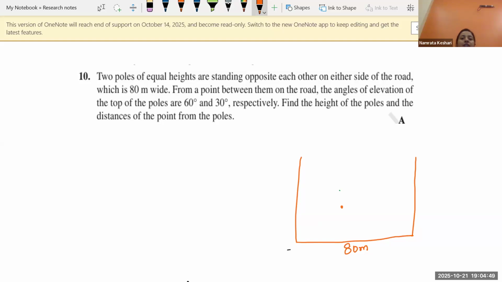From a point between them on the road. Okay, so anywhere in between, not exactly the middle, anywhere. The angle of elevation of the top of the poles from this point, so this top and that top, making sense? Yes, ma'am. Okay, are 60° and 30° respectively. You can mark any one as 60 and the other one as 30.